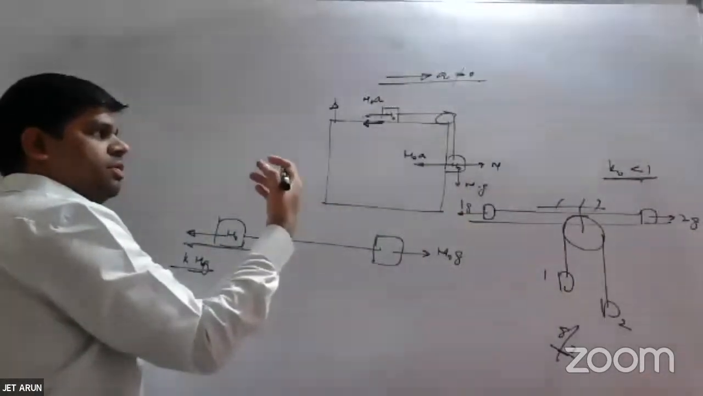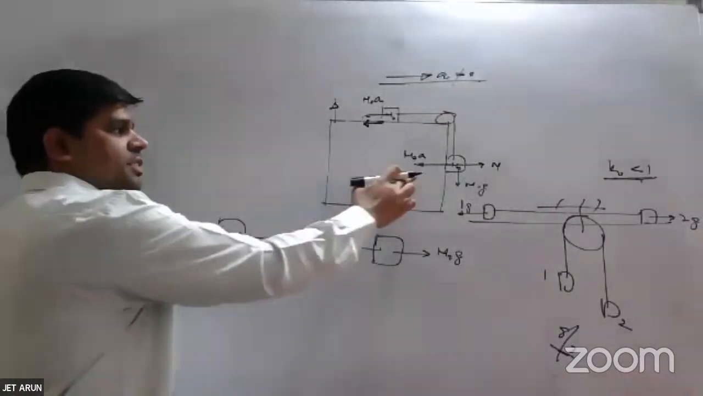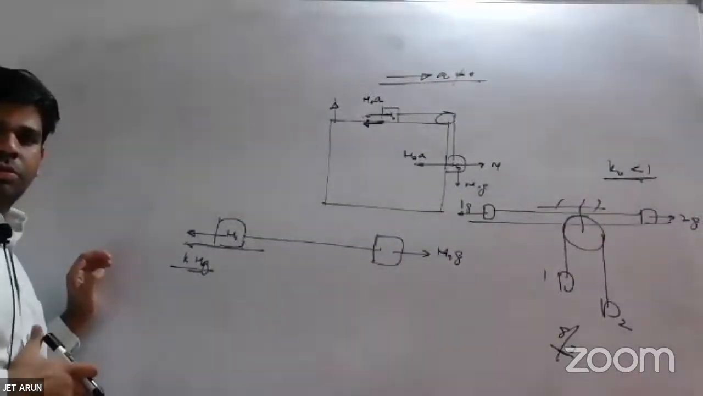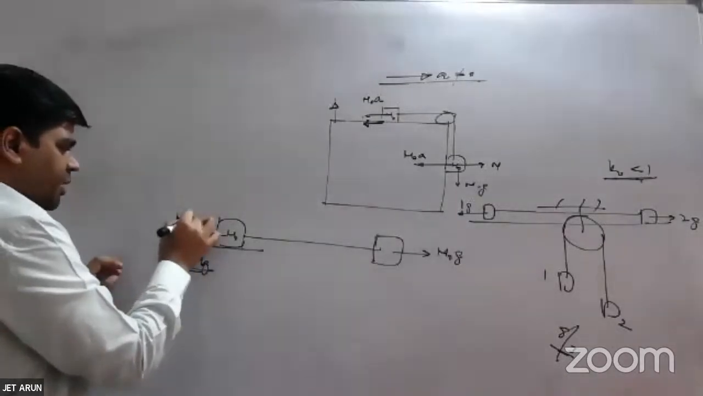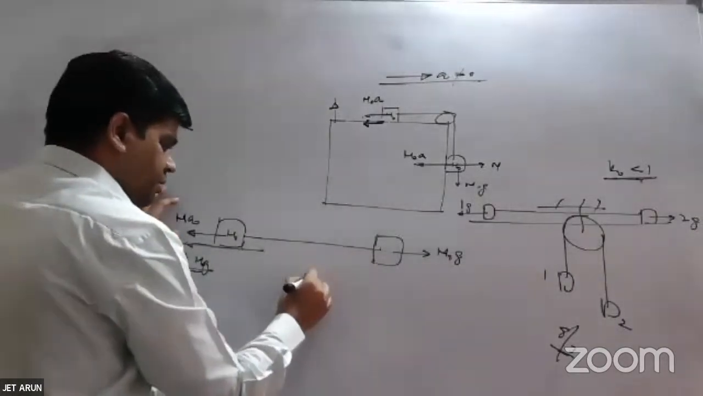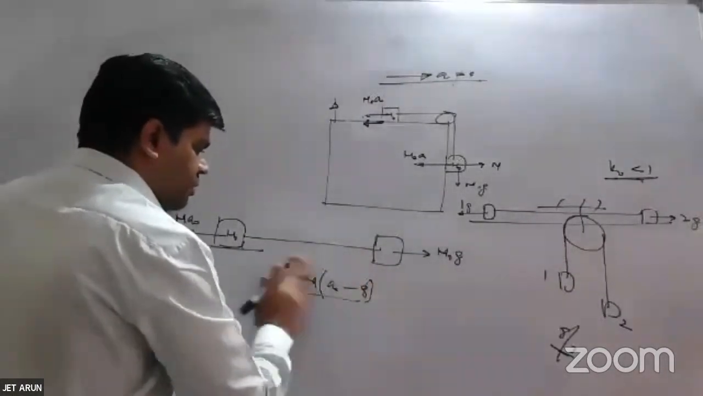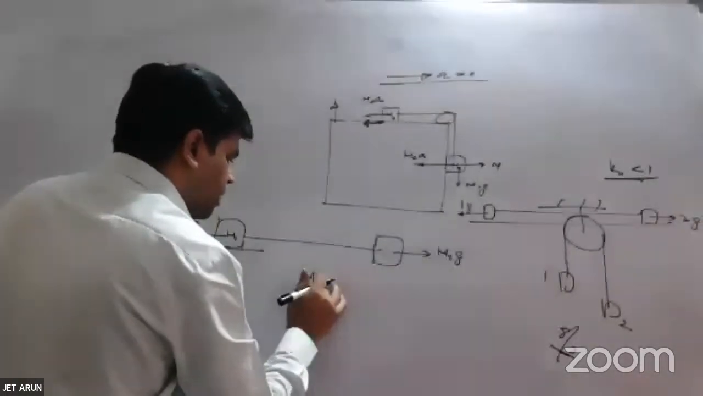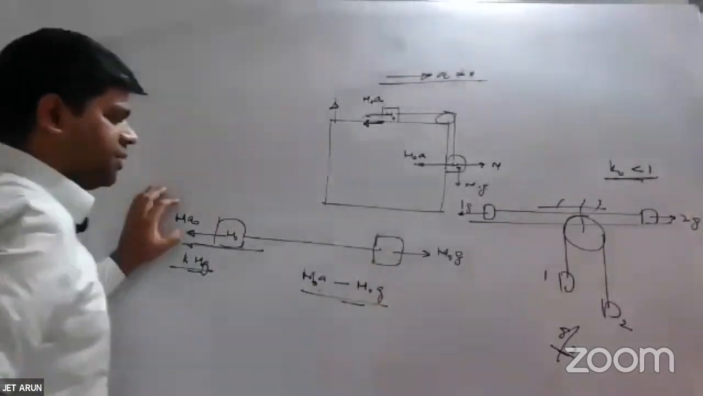So I'm not talking about the pseudo force here, because that is neither supporting the motion nor opposing the motion. Now this pseudo force, which is m times a naught, minus mg, so m naught a minus m naught g is the net external force now.